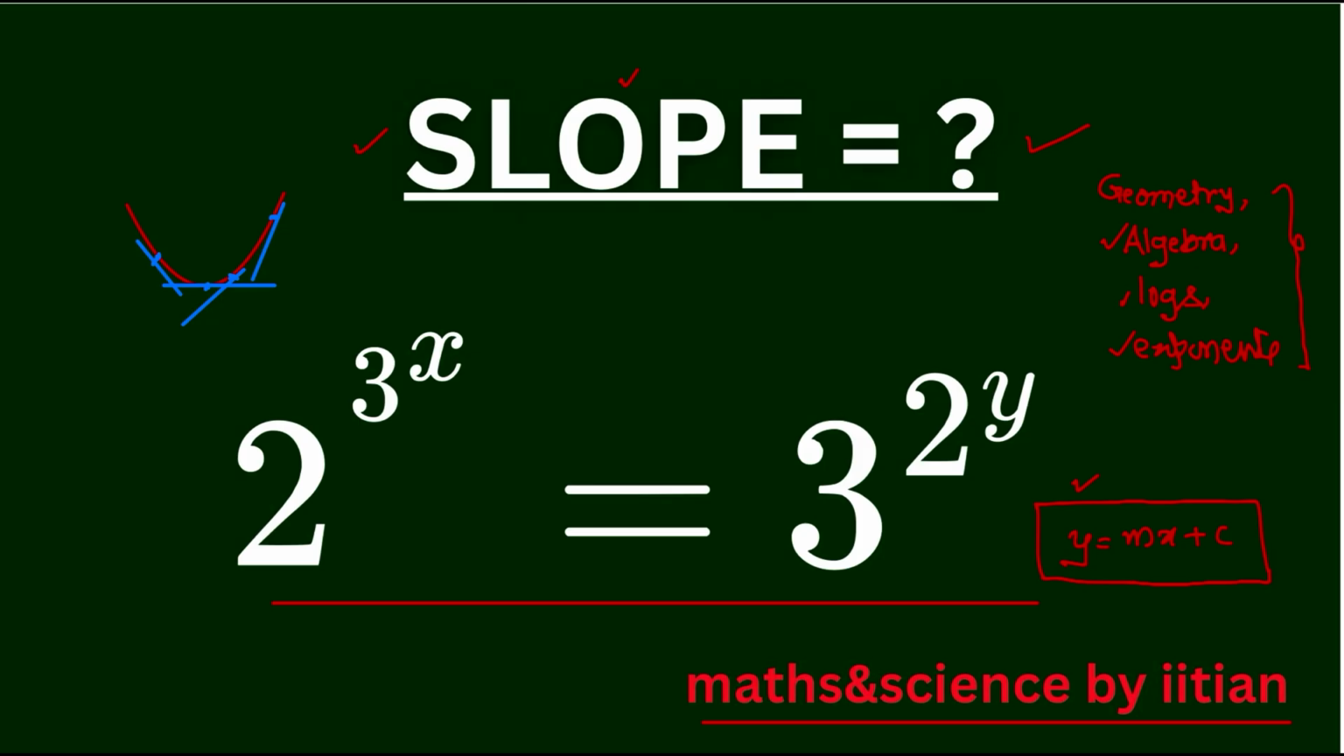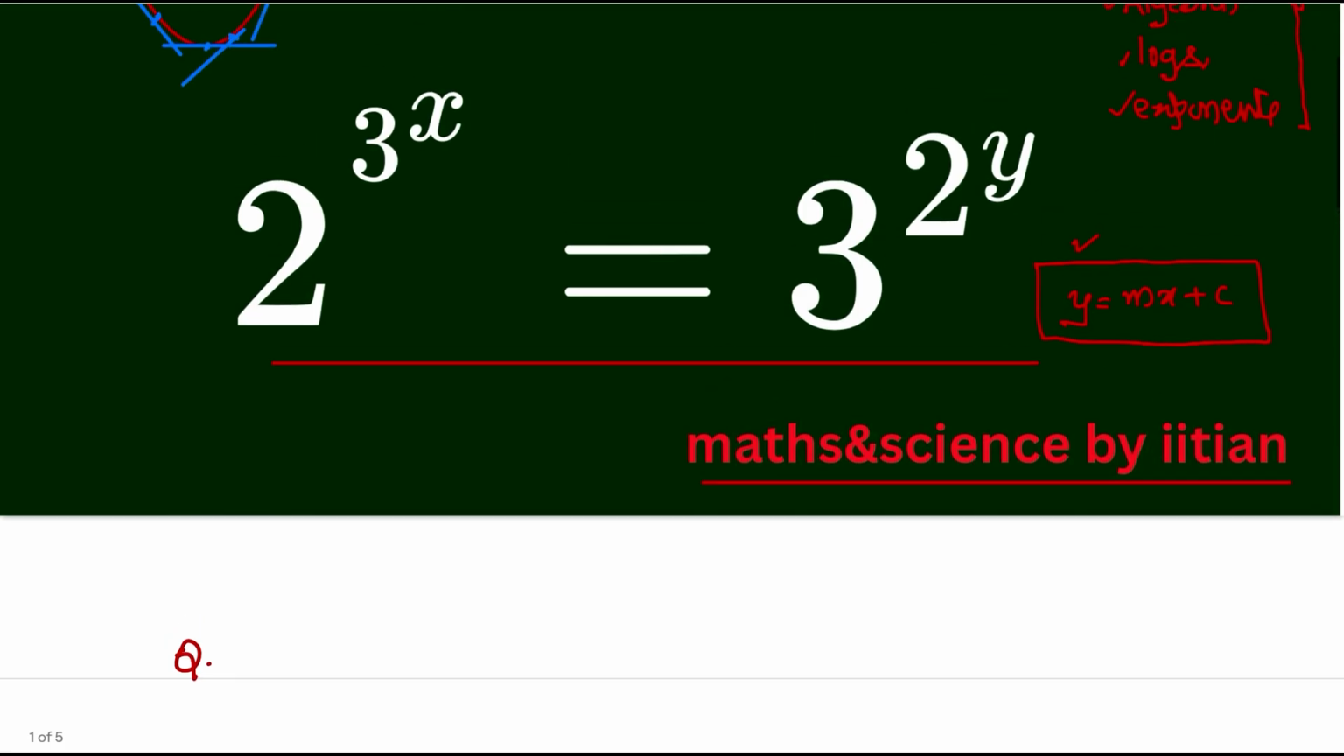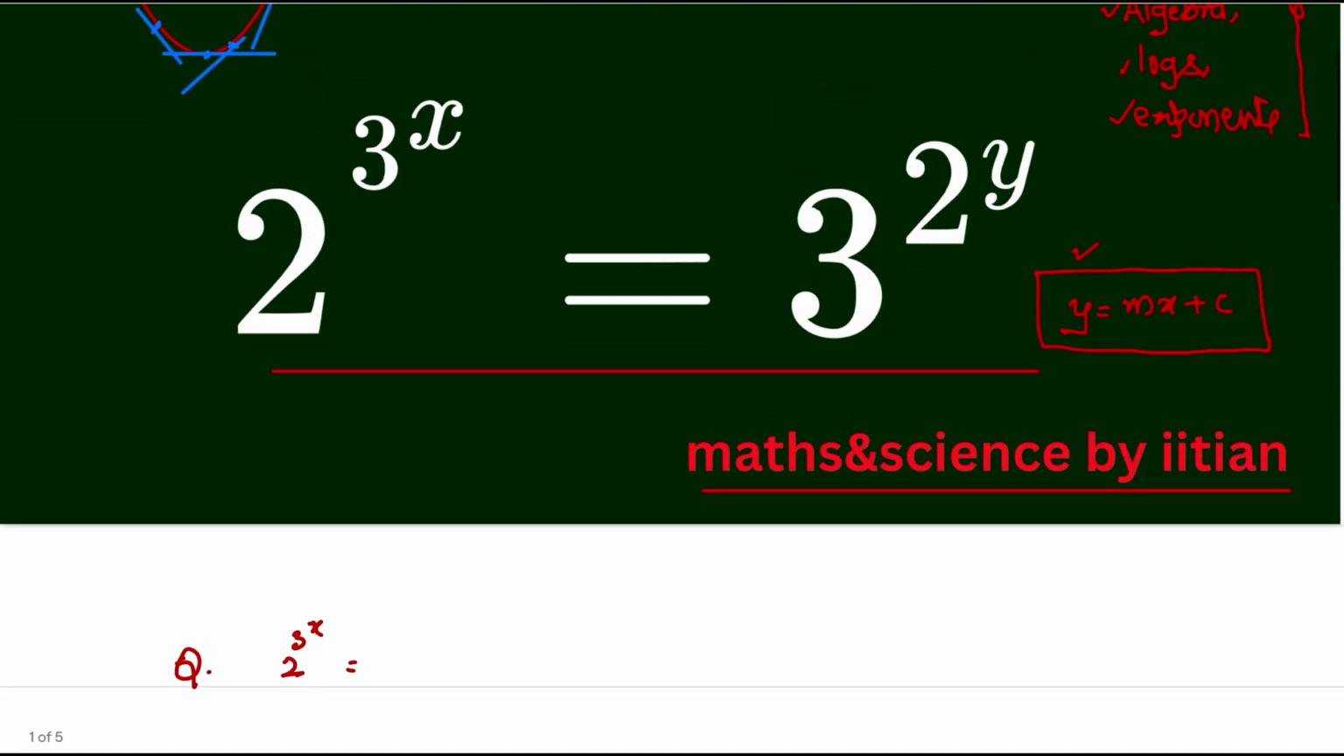Let us do it now. What is the question given? 2 to the power of 3 to the power of x is equal to 3 to the power of 2 to the power of y. If this is the relation, slope is equal to how much?